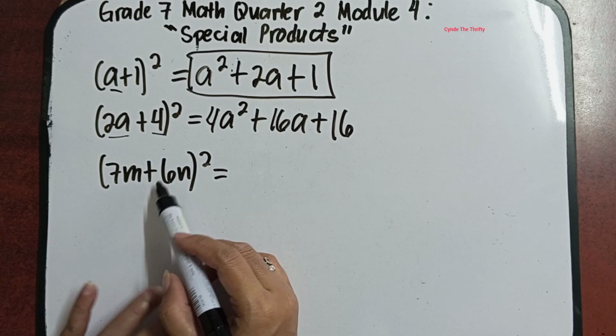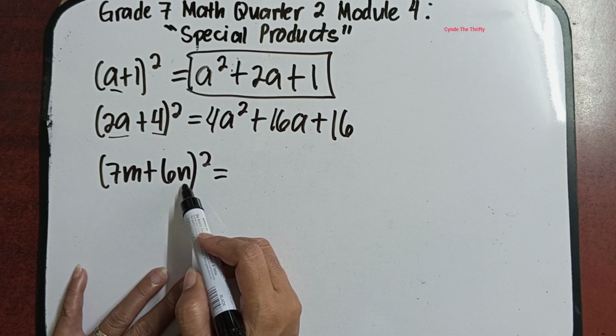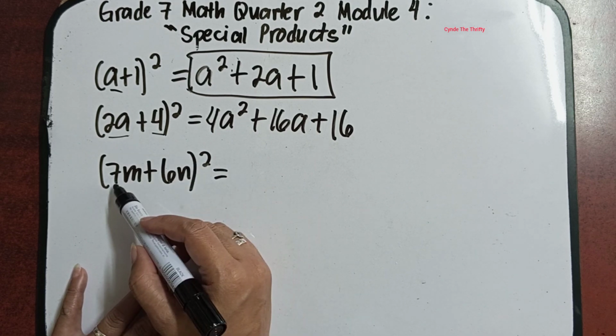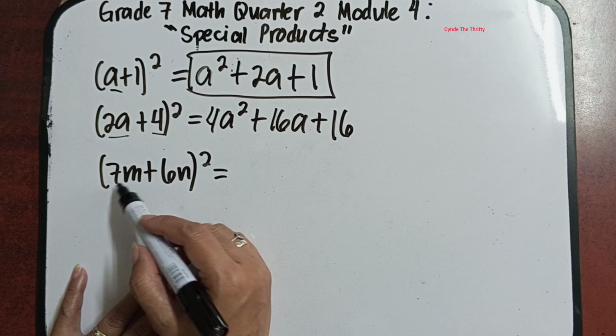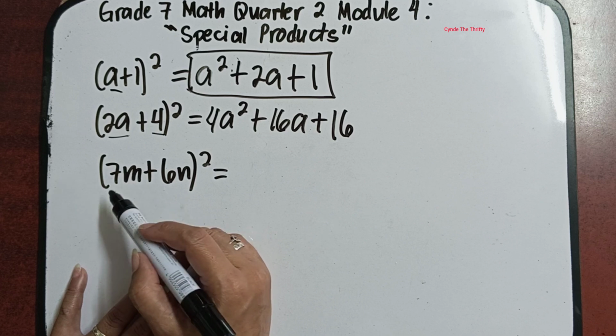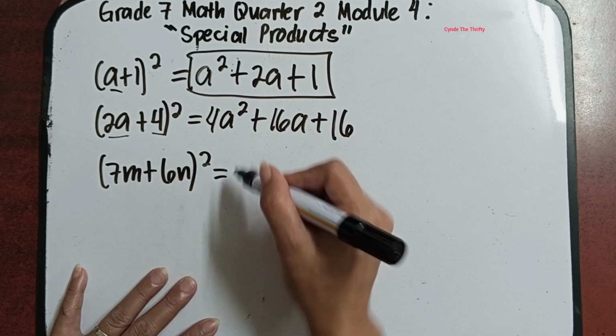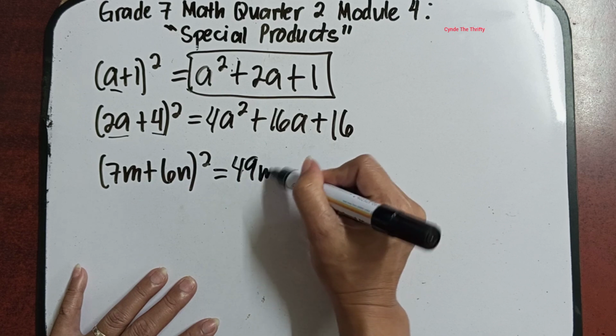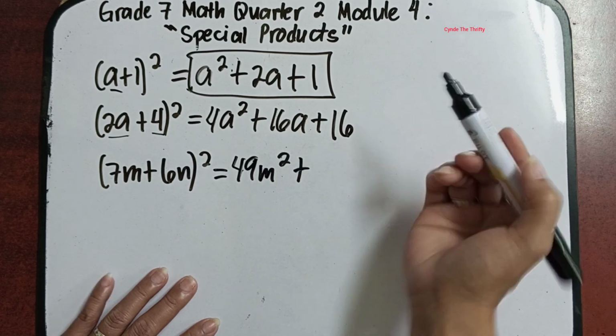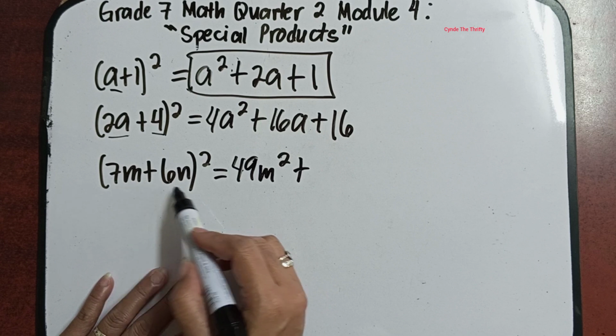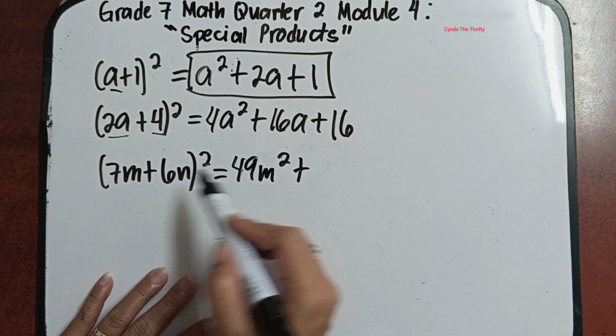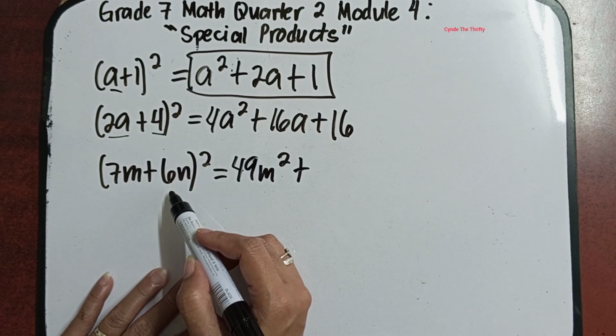Last example, 7m plus 6n squared. First, i-square natin ang first term. So, 7m squared, meaning 7 times 7 is equal to 49m squared. Plus, i-multiply natin ang ating first at second term times 2. Okay, 7 times 6 is equal to 42.